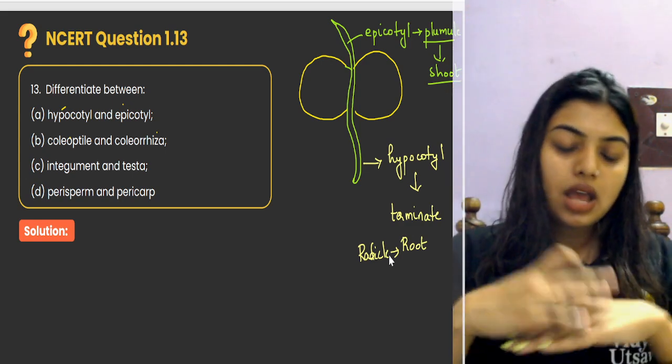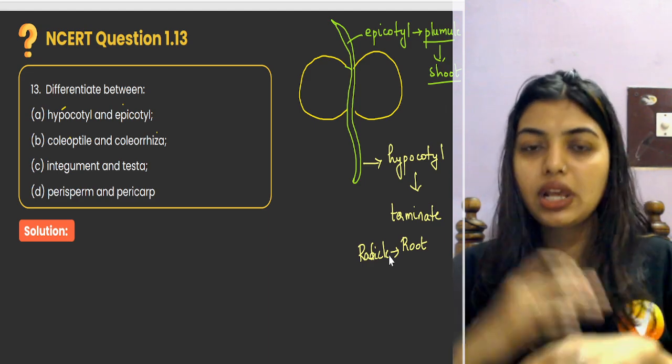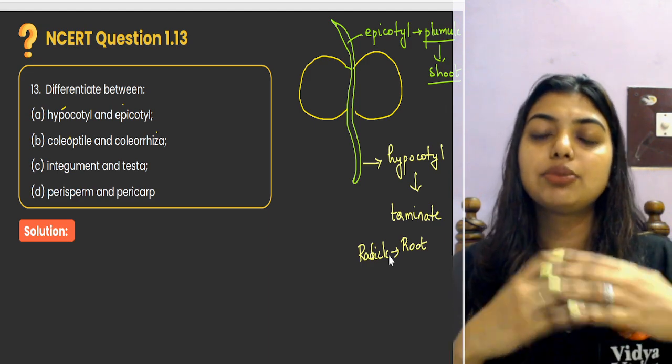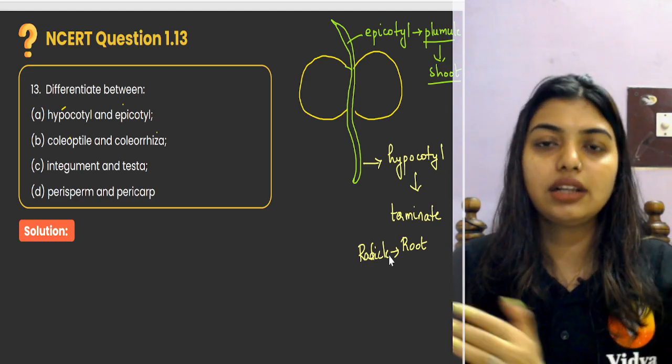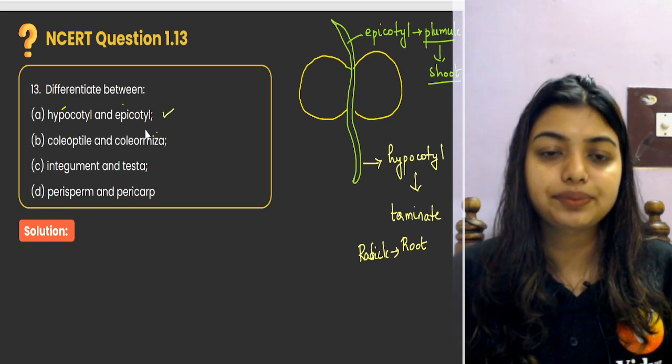Epicotyl is the region above the cotyledon which will terminate as a plumule that will give rise to shoot, and hypocotyl is the region below the cotyledon which will terminate as radicle that will form the root. Okay, done. This is done.